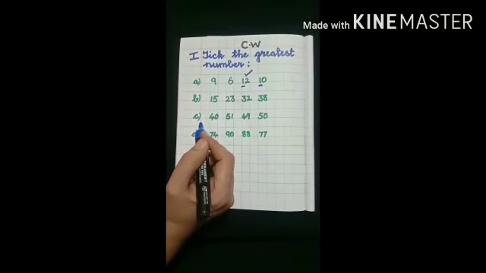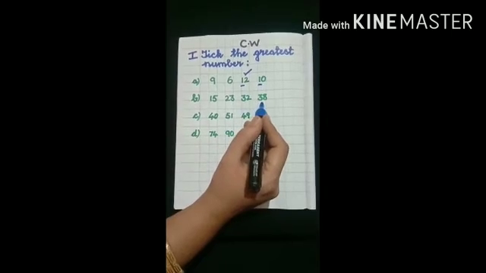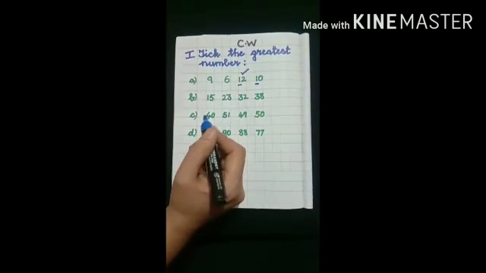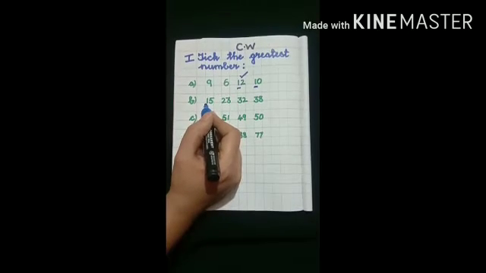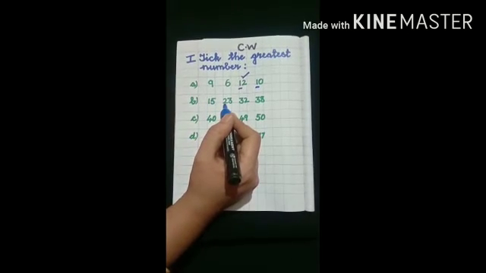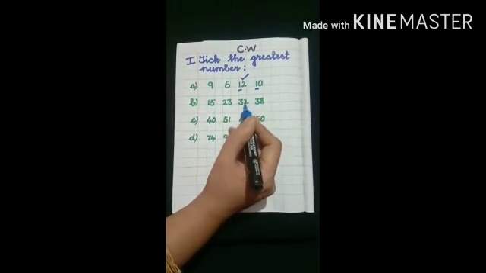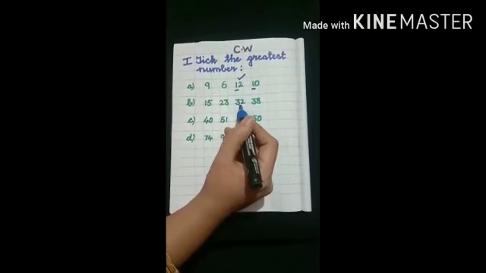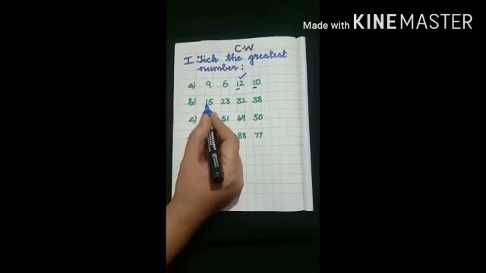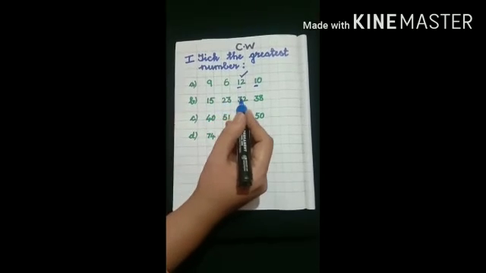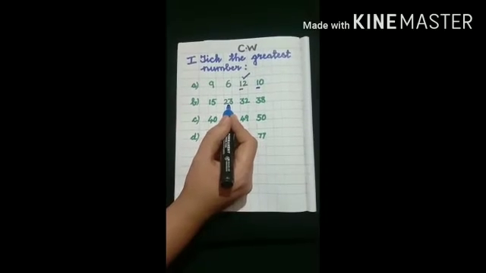Let's take another example. 15, 23, 32, 38. So, in this example, in 15, 1 is the first digit. In 23, 2 is the first digit. And in 32 and 38, 3 is the first digit. So 3 is bigger than 1 and 2. So 15 and 23 cannot be the greatest numbers.